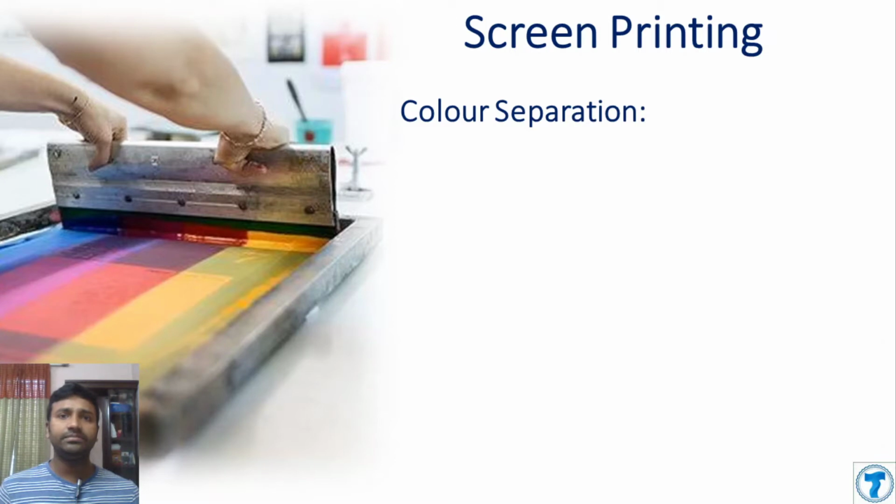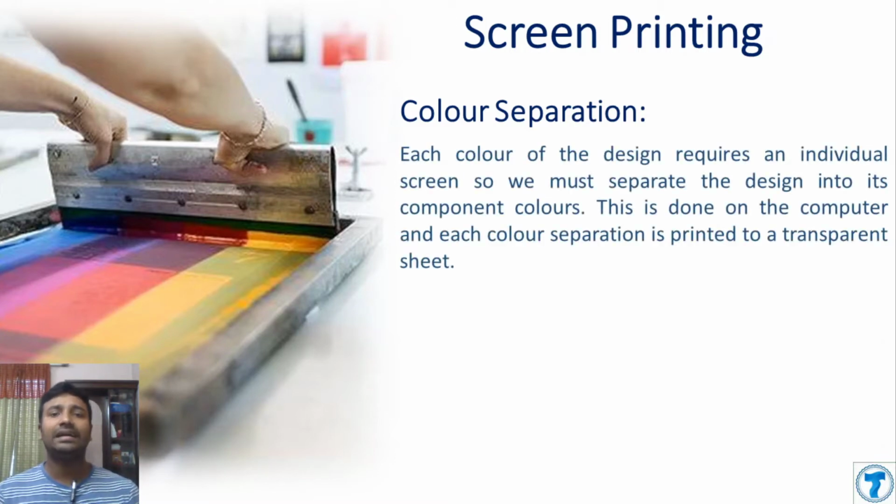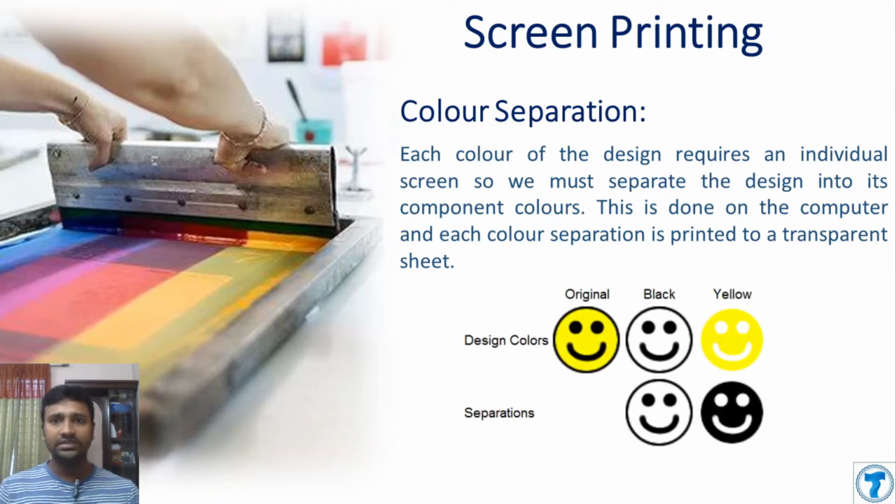To do screen printing, we need to do the color separation. Color separation is identifying how many colors there are in the design that we want to print on the garment. We need to make a screen for each individual color, so we need to separate the colors. It is done by computer, and finally exposing is done on the screen. After exposing the screen, we can print over the garment, and then we will get the final color on the garment.